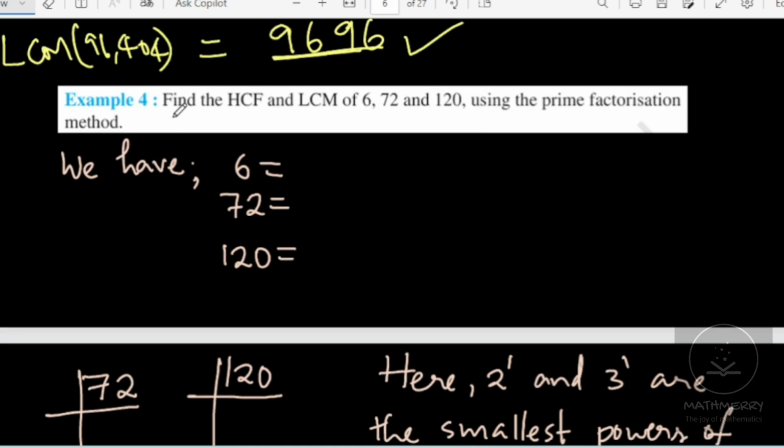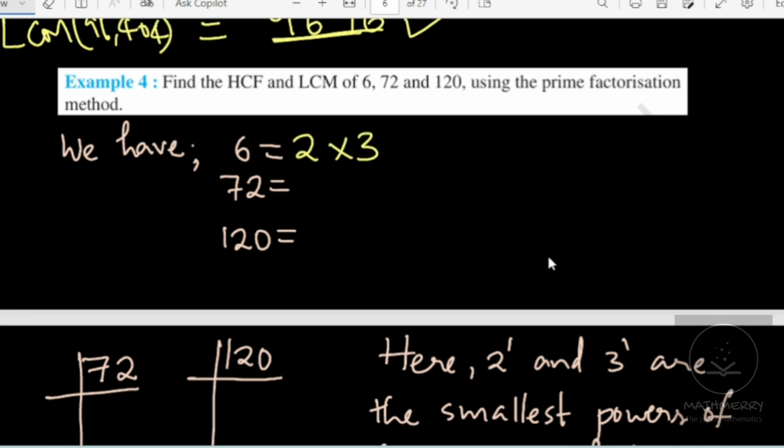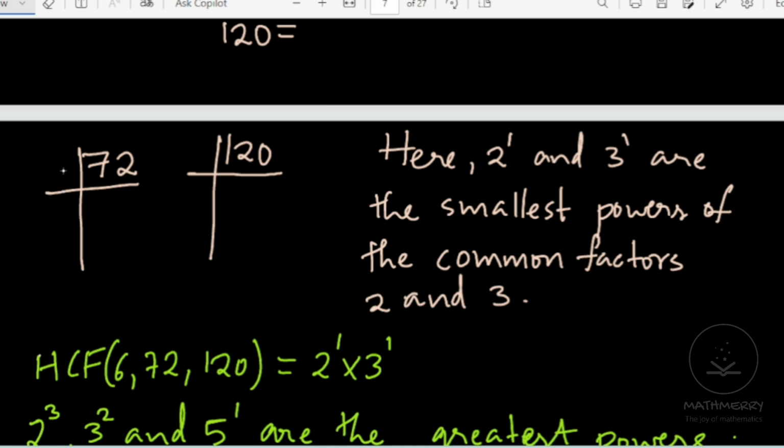In example 4, we have to find the HCF and LCM of 6, 72 and 120 using the prime factorization method. So again, the first step will be the prime factorization. For that, we know the prime factorization of 6 is obviously 2 into 3. Now for the prime factorization of 72, if you don't know, you can use the same step.